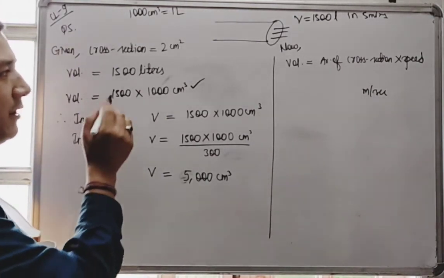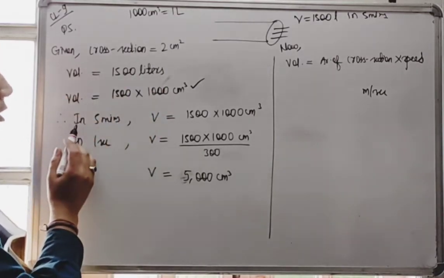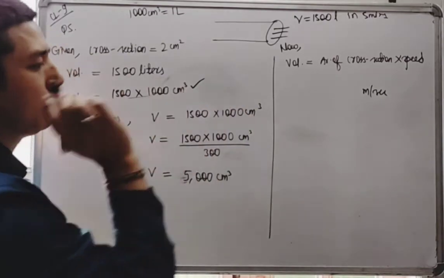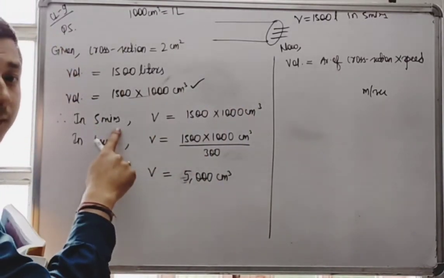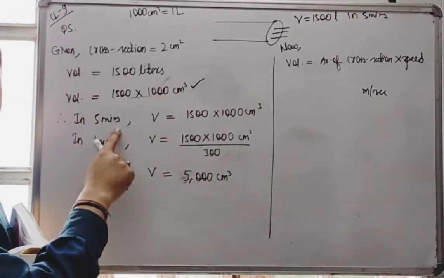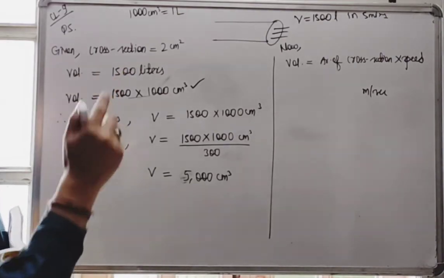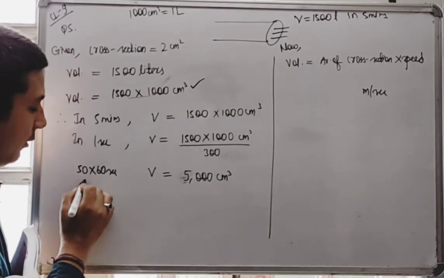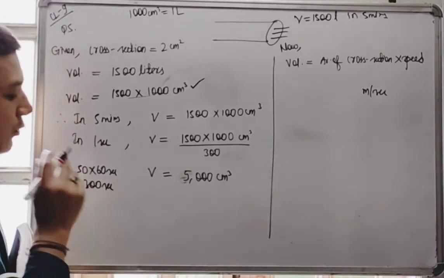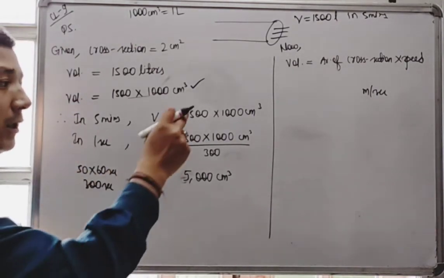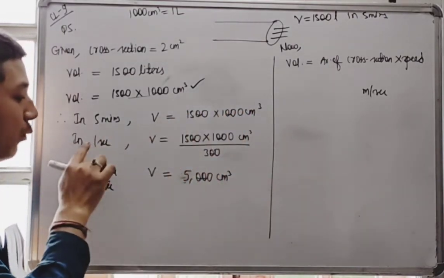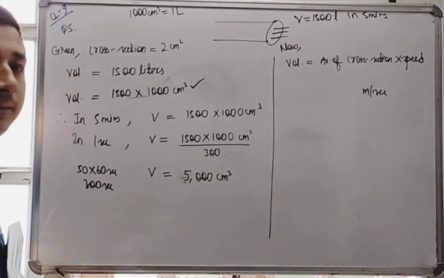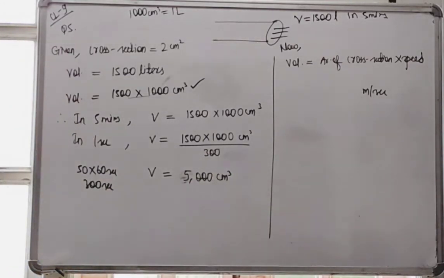So in 5 minutes, 1500 liters means in 5 minutes the volume is how much? This much centimeter cube. In 5 minutes. 5 minutes means how many seconds? 5 minutes means 5 into 1 minute is 60 seconds. So 300 seconds. So in 300 seconds, this much volume. Then in 1 second, this will be this divided by 300. I hope you're clear with this, boys.